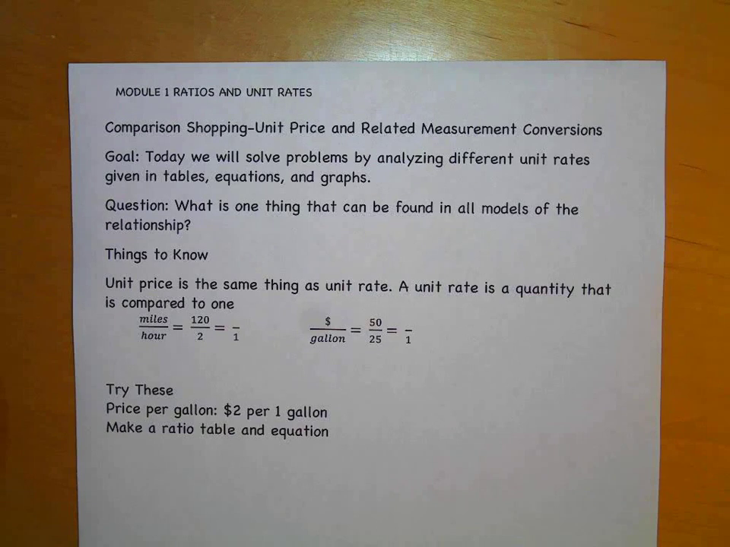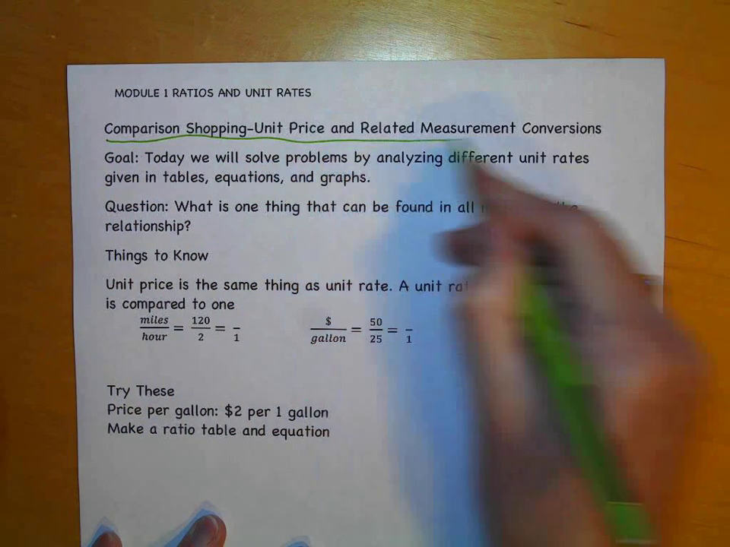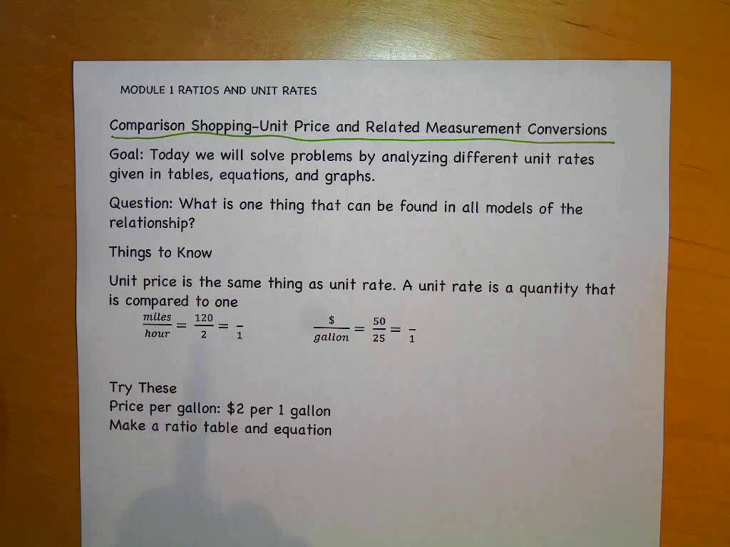We are now starting Lesson 14, and it is called Comparison Shopping, Unit Price, and Related Measurement Conversions. Okay, so that's an interesting title. Today we will solve problems by analyzing different unit rates given in tables, equations, and graphs. The question I'm going to ask you is, what is one thing that can be found in all models of the relationship?